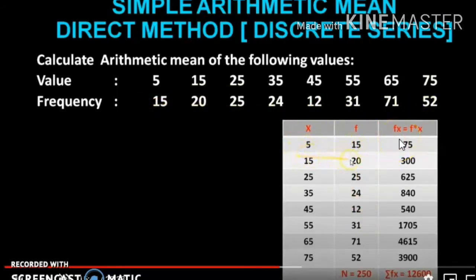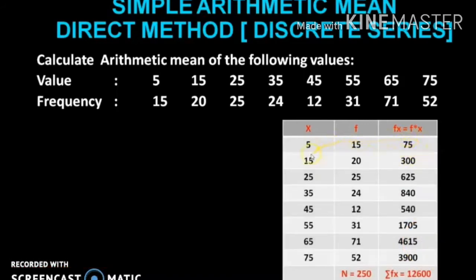Then you will be finding the answer by multiplying 5 into 15, 75; 15 into 20, 300; 25 into 25, 625; 35 into 24, 840; and 45 into 12, you will be getting 540. Like that you have to multiply each variable and find the answer. You will be getting sigma fx equal to 12,600.